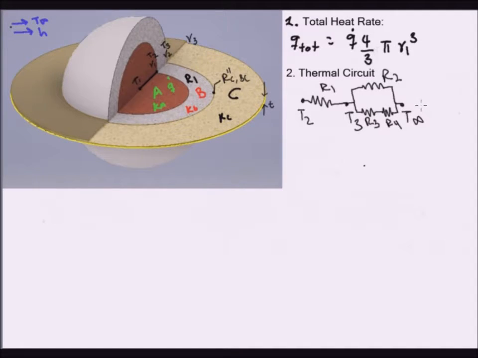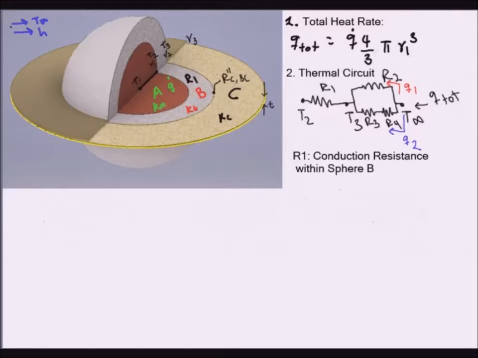We should also label with an arrow the direction of heat flow. So let's call this Q total. Actually, let's use different colors. Let's use red to say that a portion of that Q total will go up as Q1, and another portion, say blue, will go through the bottom as Q2.